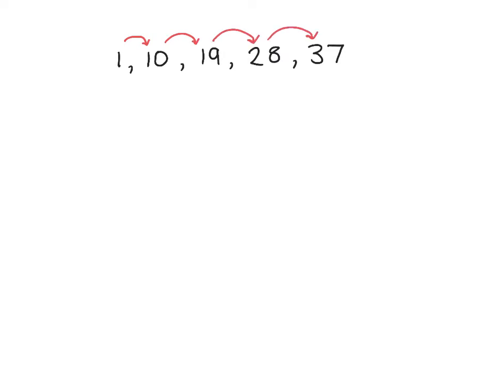And the last example, let's go with 1, 10, 19, 28, 37. So there's our number sequence. First thing we do is we look for the gap from 1 to 10, from 10 to 19, from 19 to 28, 28 to 37. And hopefully you've all spotted that it's going up in 9s.